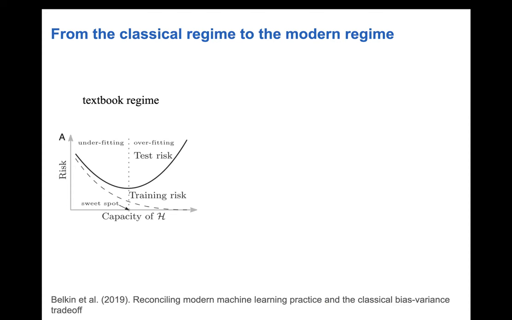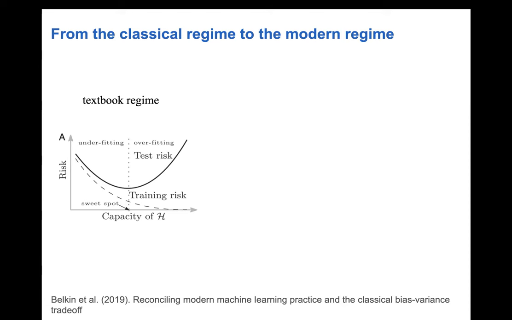It seems to refute classical statistical wisdom, where in classical statistical learning courses, we have something like this, right? When you start to grow your model complexity, or the size of your models, the training risk, which is the dashed line, always decreases until you perfectly fit the training data set, which is called interpolation. But the test risk first goes down and then goes up, right?